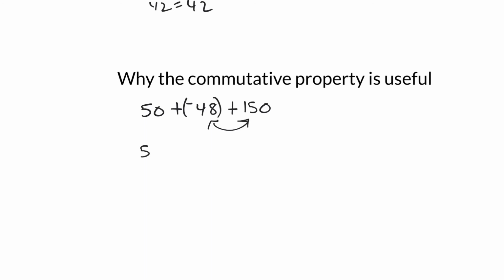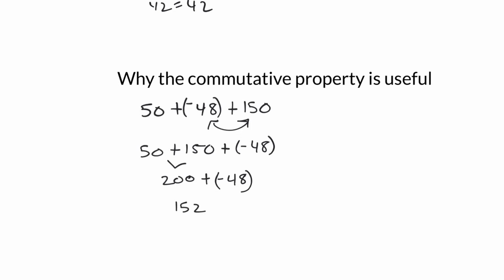So I would have 50 plus 150 plus a negative 48. And in this, that would be 200. See, that's super simple. Plus a negative 48. And in the end, what would that be? 152? But the point being is I was able to make a leap here because I was able to switch the position of these two because of the commutative property.